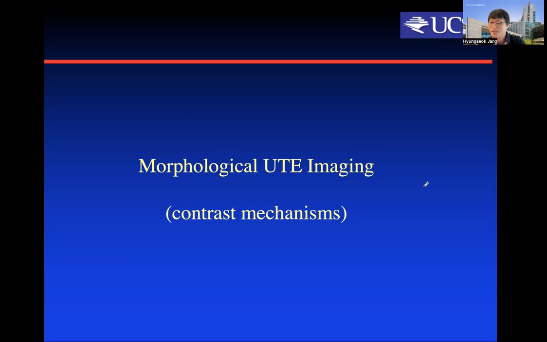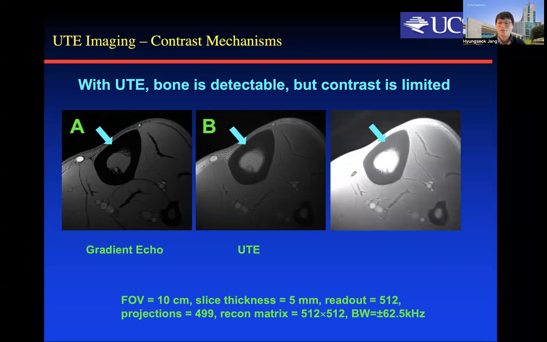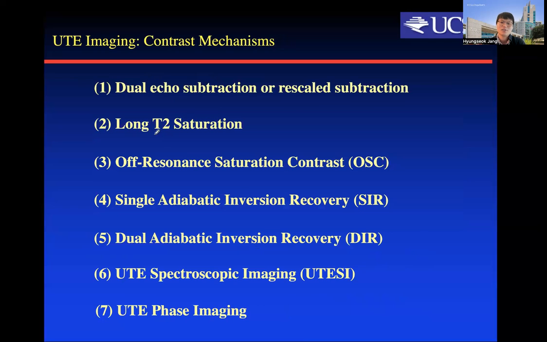We don't have much time remaining right now, so I will probably go a little fast. So without UTE and with UTE, right? With UTE, you can definitely see this bone with a very short T2, around 200 to 300 microseconds. You can see some signal remaining, but the contrast is not very good because of the surrounding long T2 tissues and the bone marrow right here. So we want to improve this contrast for better morphological imaging, and also quantitative UTE imaging. There are several techniques, and I will just briefly introduce them.